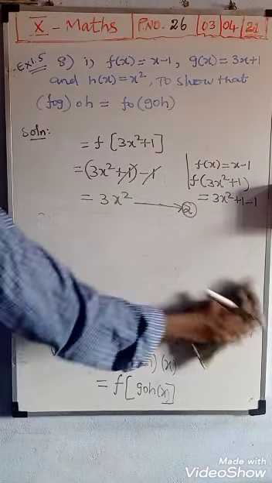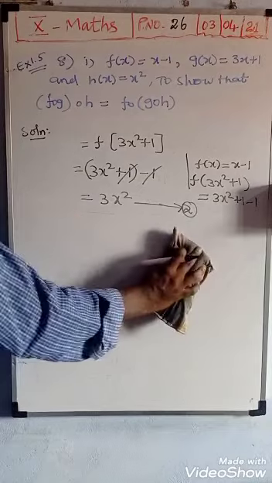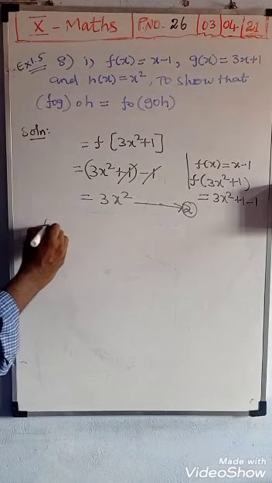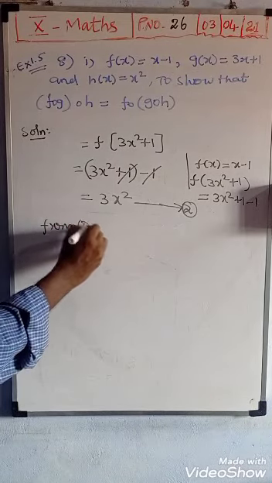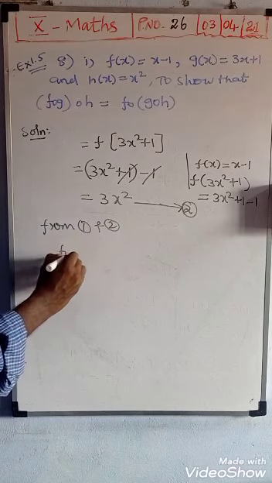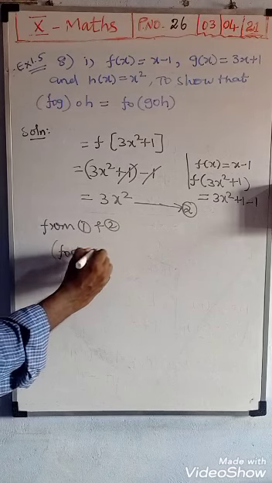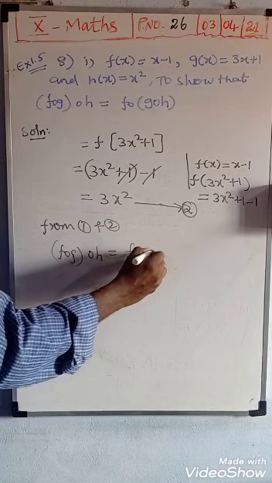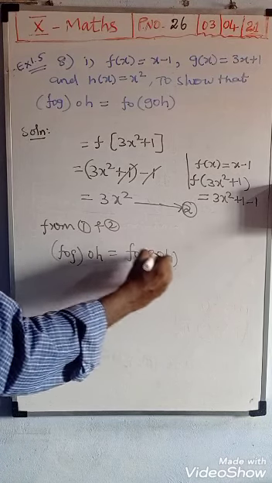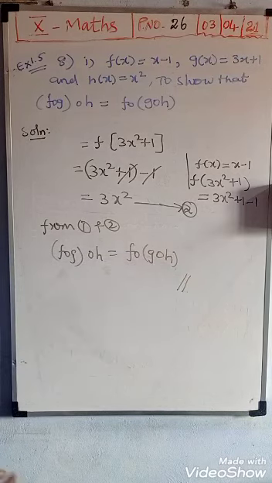You check from 1 and 2: we received the same answer, 3x squared. Therefore, from 1 and 2, (f composition g) composition h is equal to f composition (g composition h). So it is equal. Okay, that's all. We have received that the associative property holds.